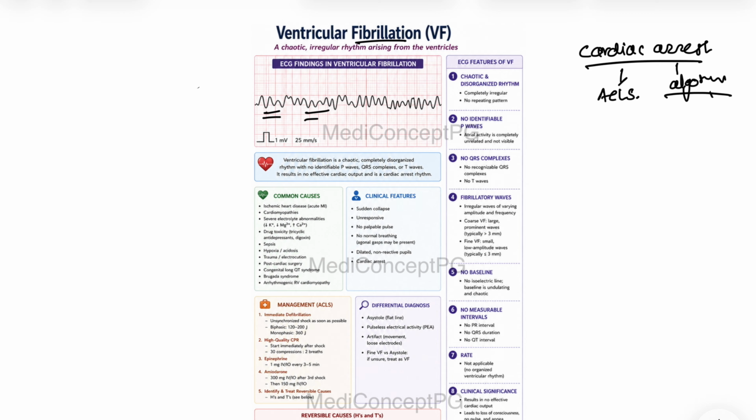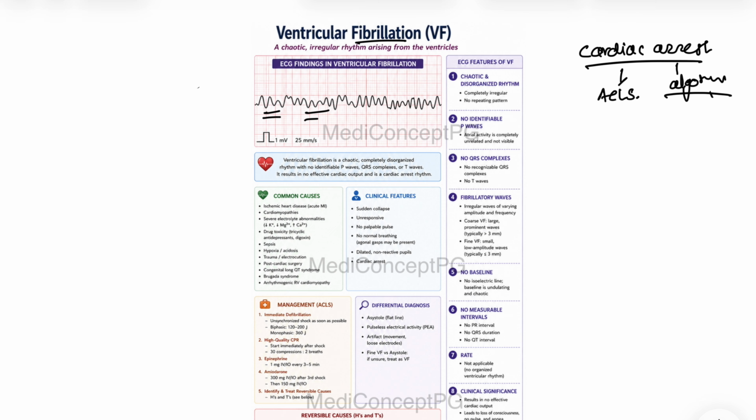Now, what is the significance of ventricular fibrillation? Ventricular fibrillation is a life-threatening condition in which one can lose his life. Right? So it is the most dangerous rhythm that everyone should be scared of, and that's why we always try to prevent ventricular fibrillation.